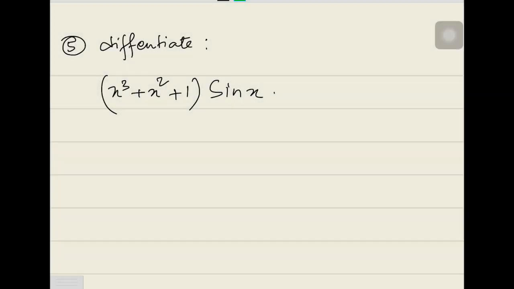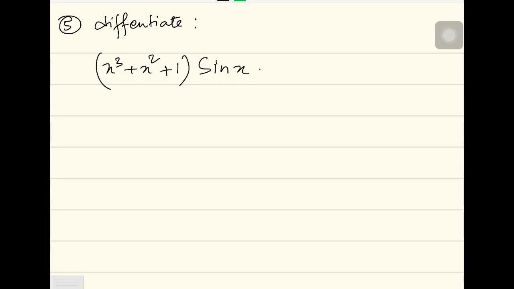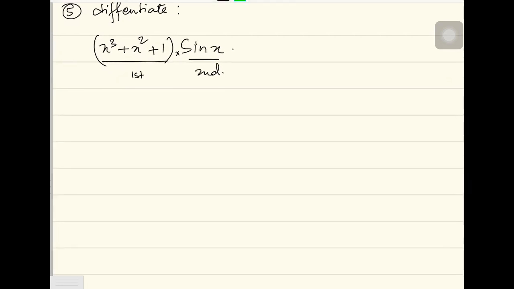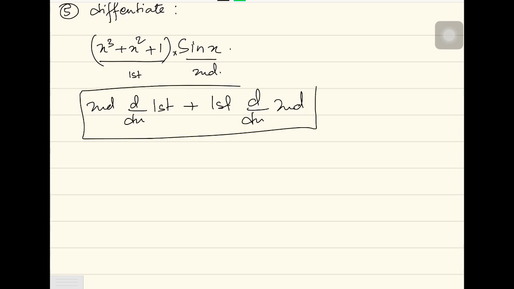The fifth sum, differentiate (x cube plus x square plus 1) and sine x. So you might think about breaking the bracket. Let me tell you, it's good to differentiate without breaking the bracket, considering this as a product function. Doesn't it look like a product function everyone? This looks like a first function and this looks like the second function, isn't it everyone? Okay, so let's continue with the formula. So it will be second into d/dx of first, by the way, that's the formula, plus first into d/dx of second. So just for your understanding, I'm writing this. You may not write this.